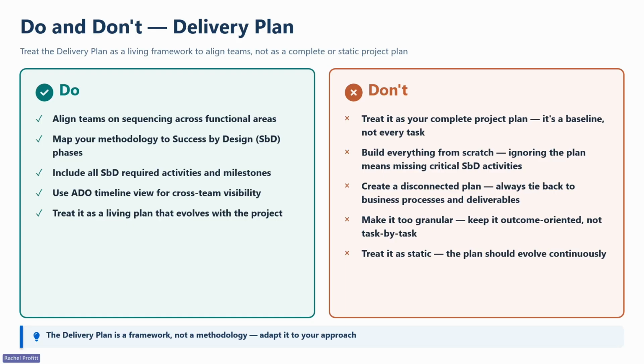The biggest mistake I see is partners ignoring the delivery plan entirely and building their own from scratch. You can absolutely customize it, but validate that all of our tasks and workshops are accounted for. If you skip that step, you'll likely miss something that Success by Design expects, and we would be asking for in any FastTrack engagement.